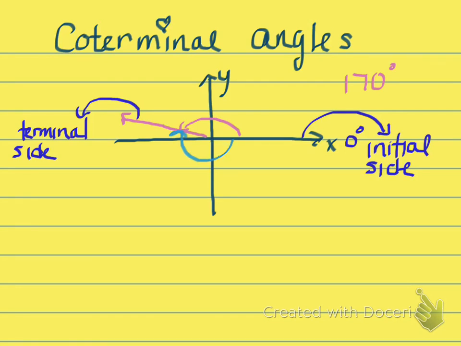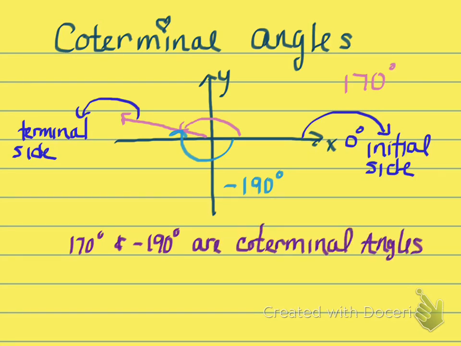If I go in the opposite direction from the initial side, I go clockwise, that's in blue. Well, that's negative 190 degrees. So a positive 170 and a negative 190 are coterminal angles, again, because they share that terminal side.